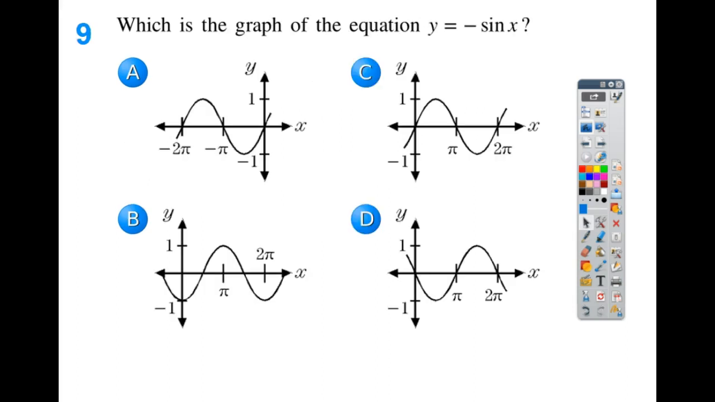So which one is this? So why can it not be B? It starts at -1, so which graph is that? It's a cosine. Why is it not C? Because it goes up, and that's a regular sine, and the negative makes it go down. Okay?